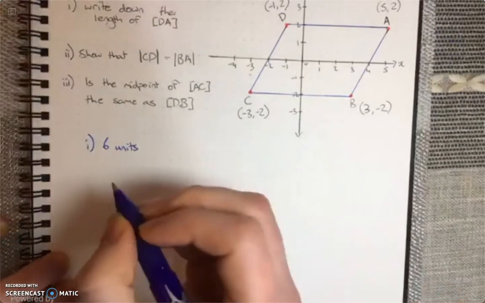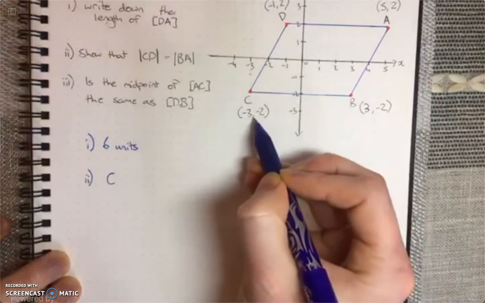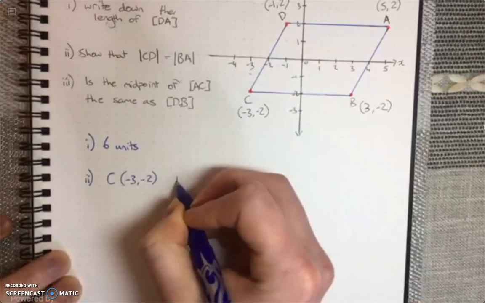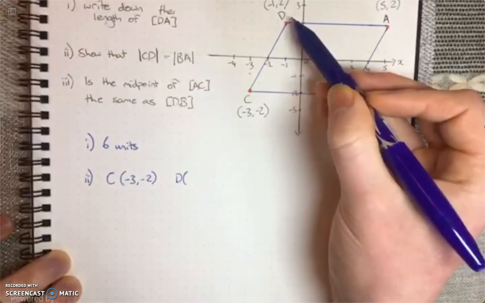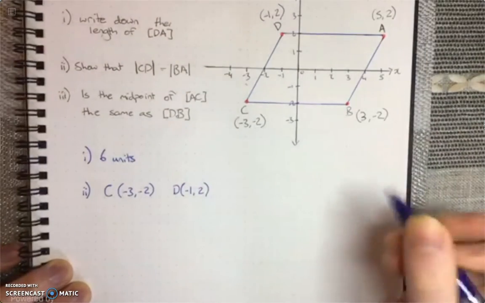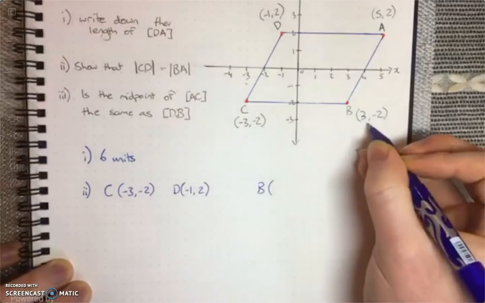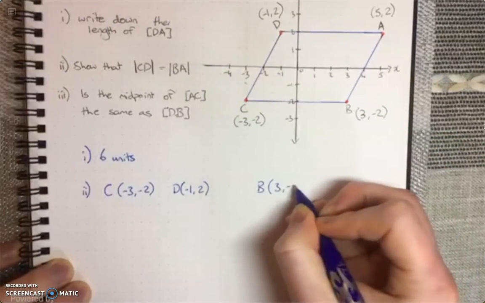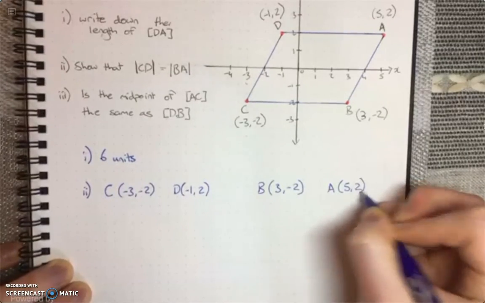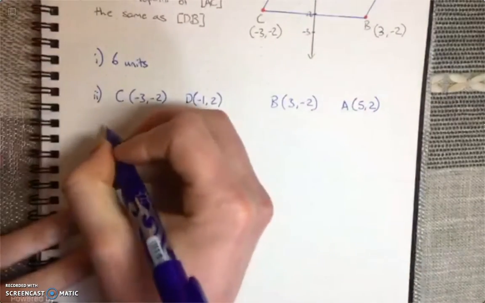So I'm going to do my CD first, okay? So my C point is -3, -2. And my D point is up here, it's -1, 2. And I'll just get ready with the second part for BA. So my B point is here, 3, -2. And my A point is 5, 2. So we're going to be using the distance formula, okay?